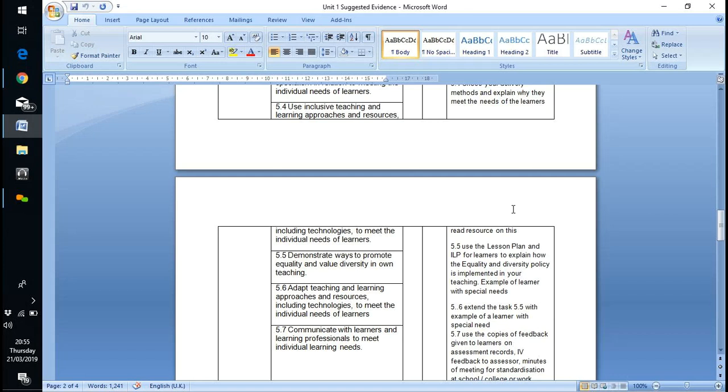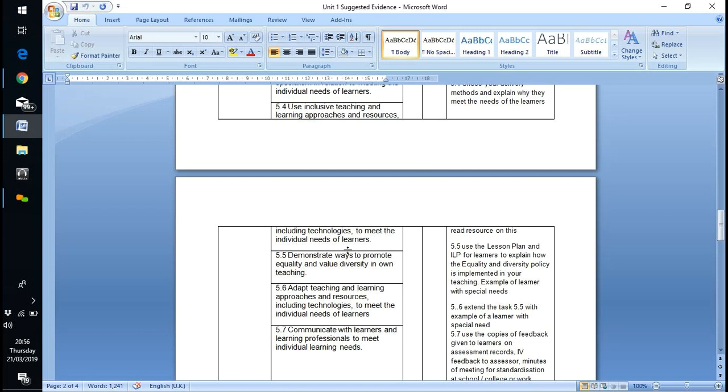It's a long one, 5. 4 was short, just to ease us into comfort and then hit us with the 5. Now, 5.5 is demonstrate ways to promote equality and diversity and value diversity in your own teaching. How can you demonstrate that on paper? You can't really, but you can explain how you actually use inclusive techniques.